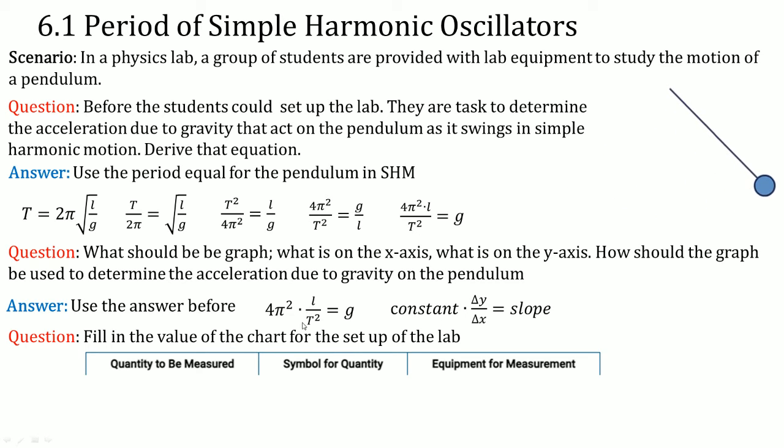So on the x-axis, it should be the period squared. On the y-axis, it should be the L, which is the length. If you take the slope of that graph, you're now going to get the gravity.